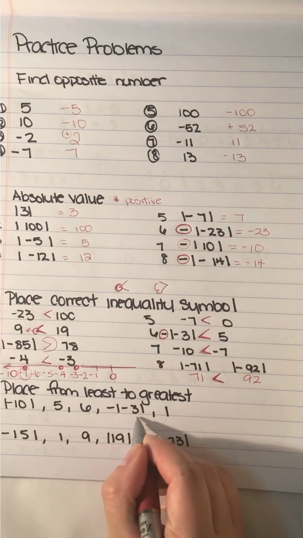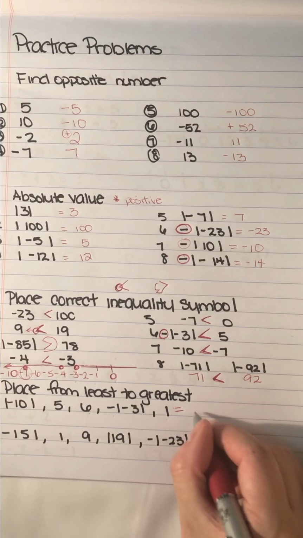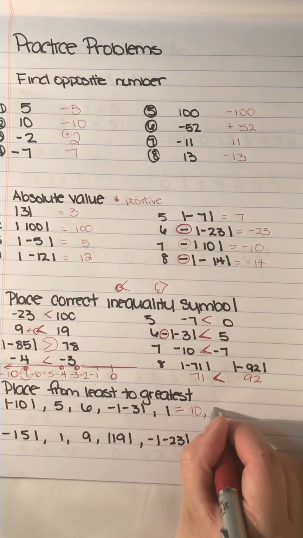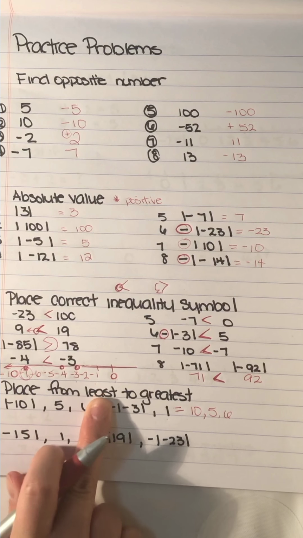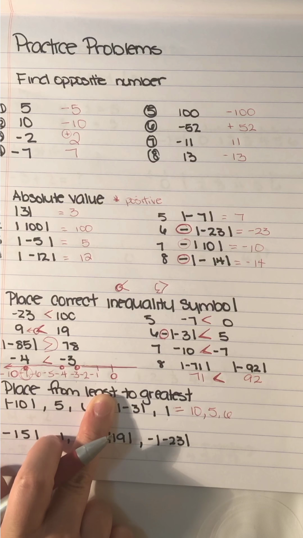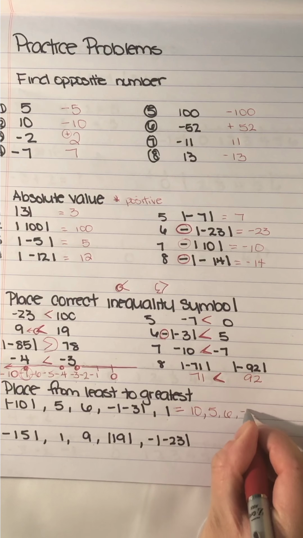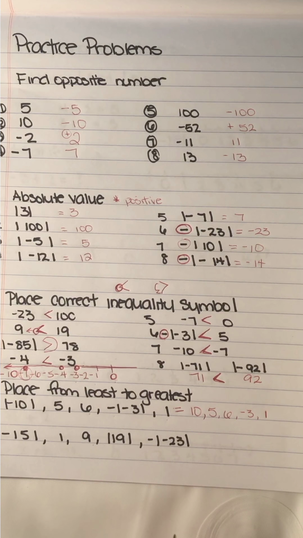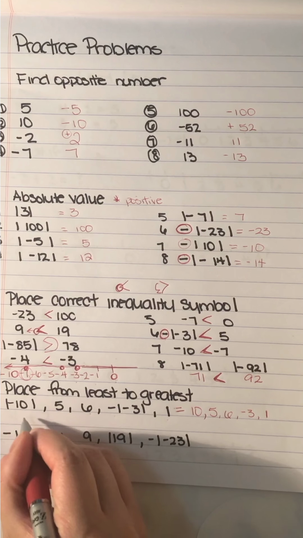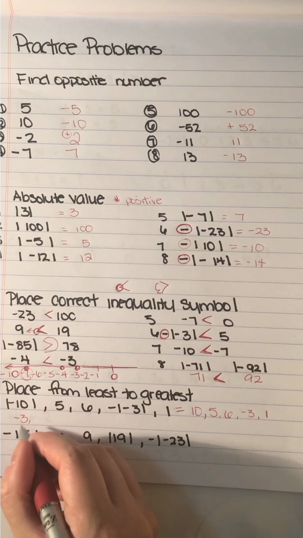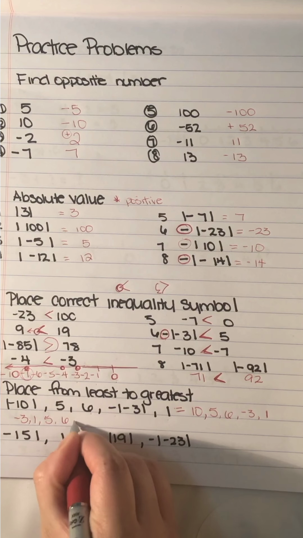Well, let's rewrite these. The absolute value of -10 is 10, and then it's 5, and then it's 6. Here, let's cover up this negative symbol first. The absolute value of -3 is 3, and then with the negative sign, it turns into a -3. And then we have 1. So now let's put them in order. The smallest number we have here is -3. Then we have 1, then we have 5, we have 6, and then we have 10.